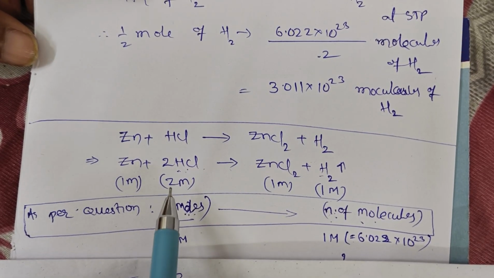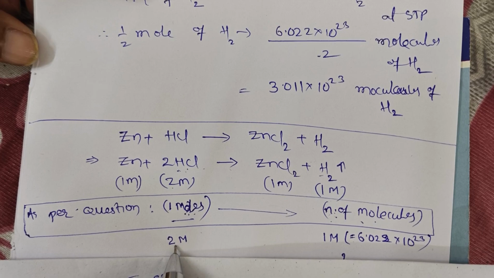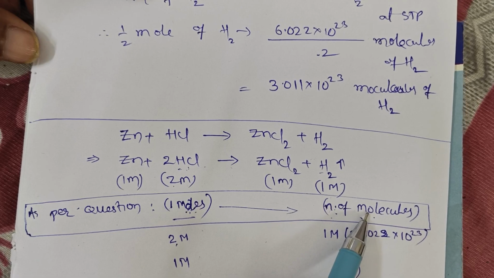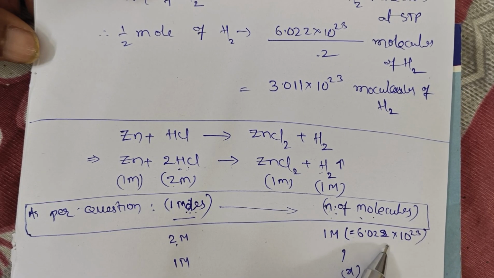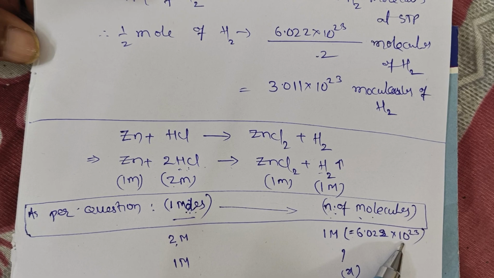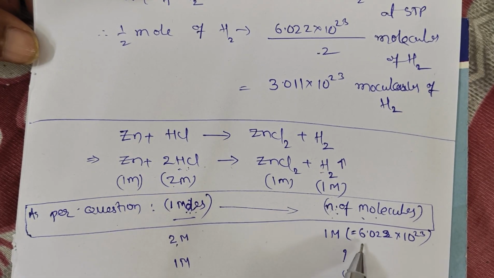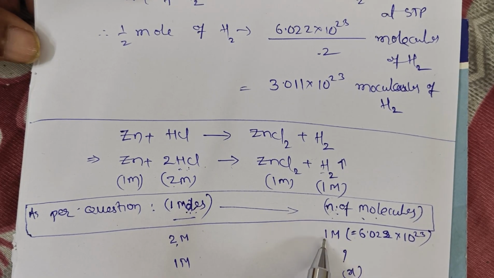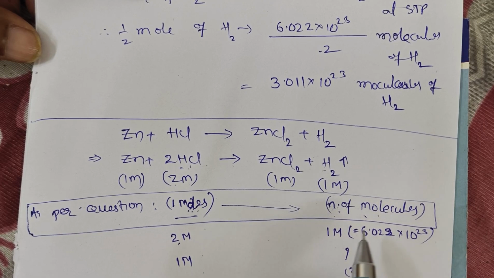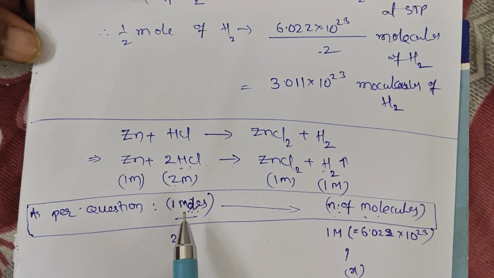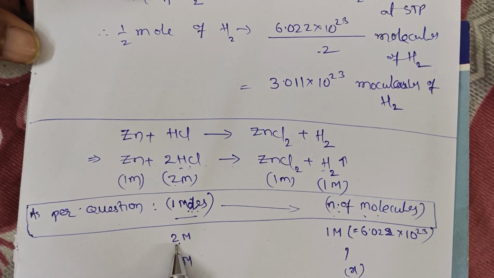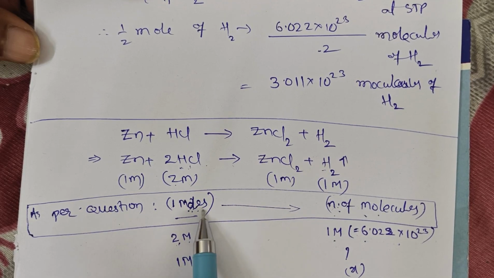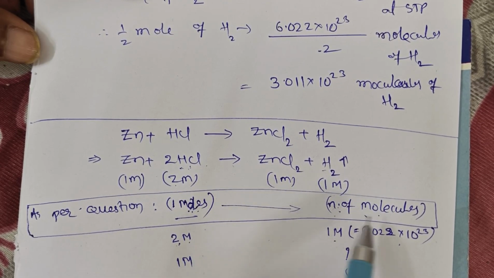So here write moles only. According to the balanced chemical equation, 2 moles of HCl gives 1 mole. But here we need the number of molecules, and 1 mole is 6.022 × 10^23. If they are asking for volume, write volume here: for 1 mole 22.4, for 2 moles 22.4 × 2, whatever it may be. According to the balanced chemical equation only we write this: 2 moles, 1 mole, number of molecules.